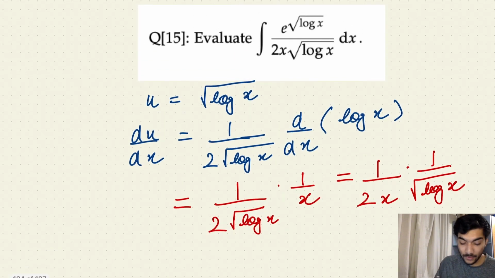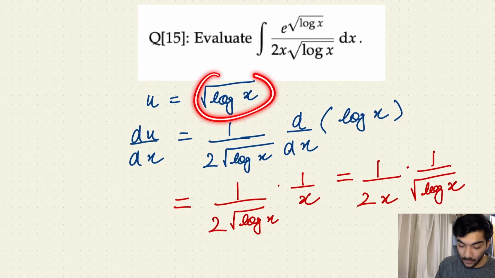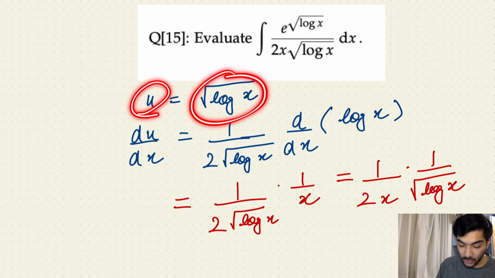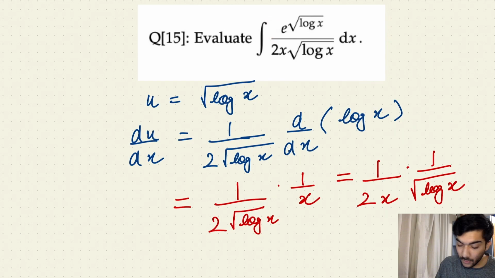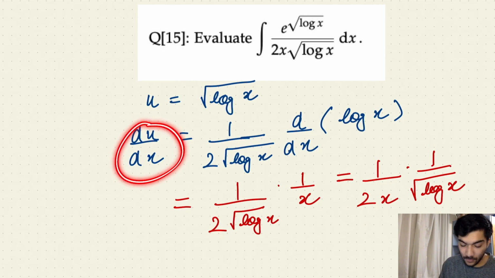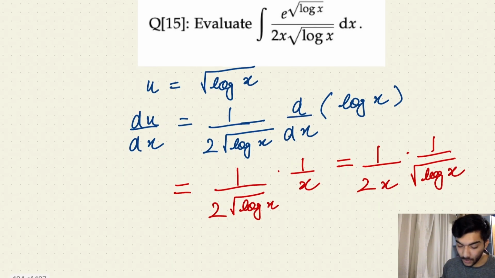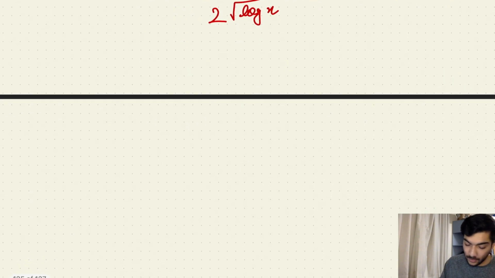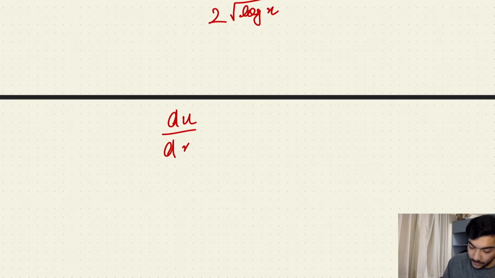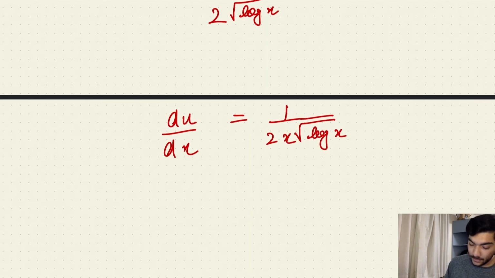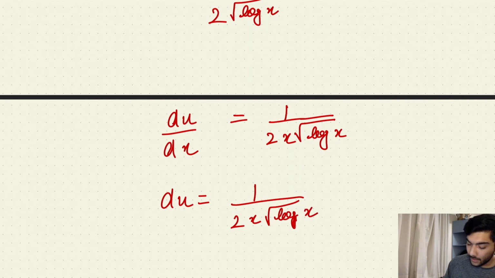You can clearly notice both of these expressions here, right? You notice the square root log x, which can be changed to u, and we also notice the 1 over 2x square root log x term, which we can substitute as du by dx. So let's try doing that. Since we calculated du by dx as 1 over 2x square root log of x, let's shift the dx to the other side. So du would be equal to 1 over 2x square root of log of x dx.